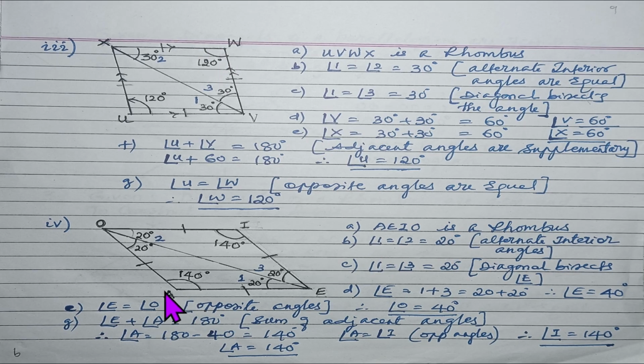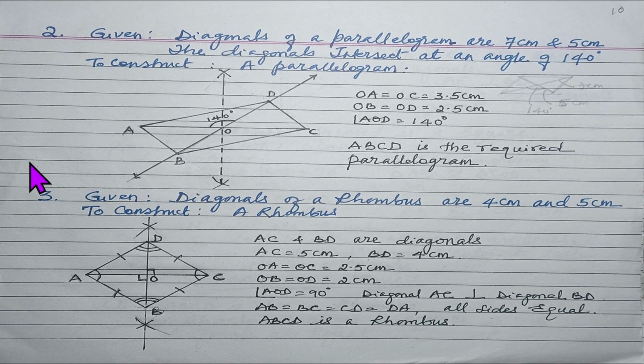Now again we are given AEIO, a rhombus. Angle 1 is given as 20 degrees. Angle 1 is equal to angle 2 because they are alternate interior angles, since AE and OI are parallel to each other, and the diagonal bisects the angle, therefore angle 3 is also 20. Angle 1 plus angle 3 is 40, therefore angle E is 40 degrees, so also angle O is 40 degrees. But we know that angle A plus angle E is 180. If this is 40, then angle A will be 140 degrees and also angle I will be 140 degrees. Try to remember that.